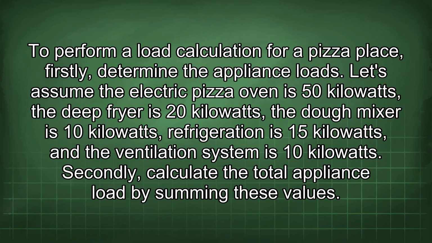To perform a load calculation for a pizza place, firstly determine the appliance loads. Let's assume the electric pizza oven is 50 kilowatts, the deep fryer is 20 kilowatts, the dough mixer is 10 kilowatts, refrigeration is 15 kilowatts, and the ventilation system is 10 kilowatts. Secondly, calculate the total appliance load by summing these values.